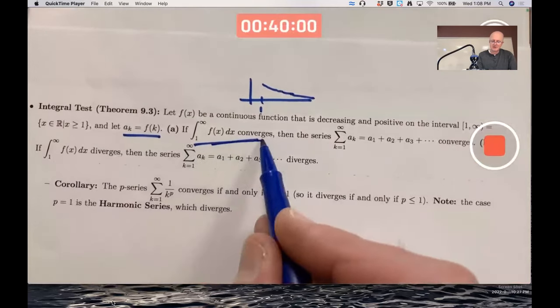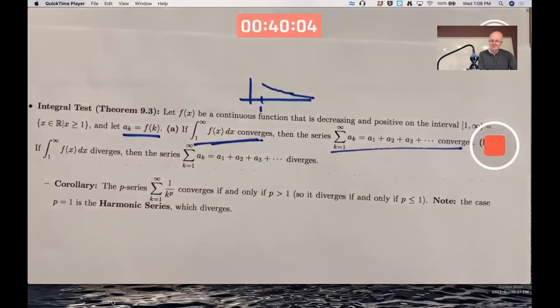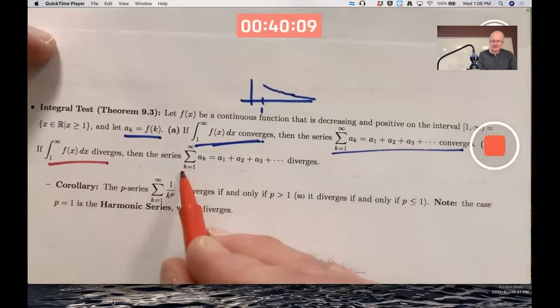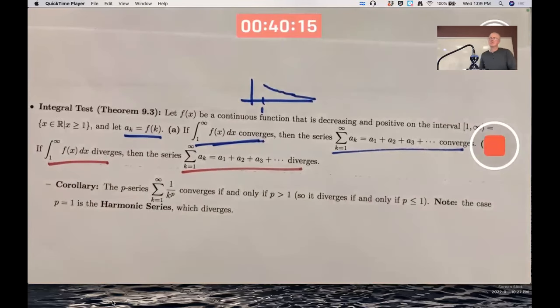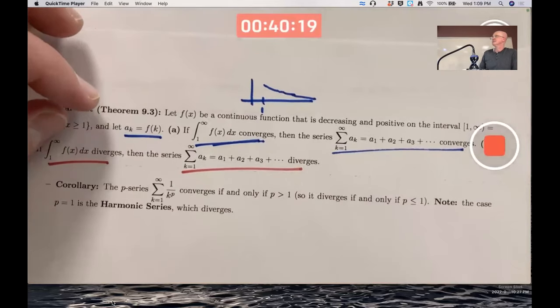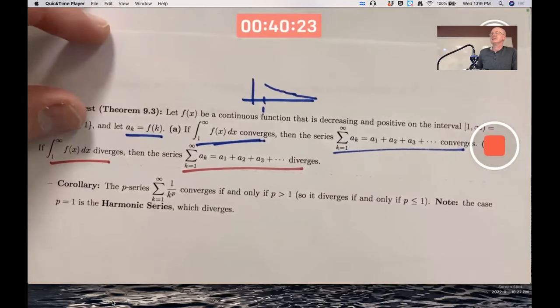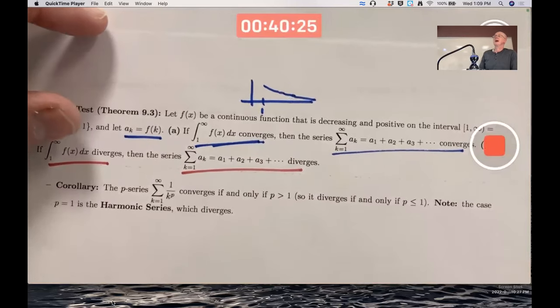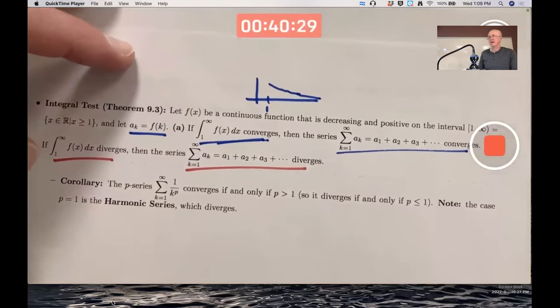If that integral converges, then the series also converges. That's part A. If this improper integral diverges, then the series diverges. You might wonder, does the implication go the other way? Are the converses of these statements true? I'll let you think about that if you are interested. I won't say.